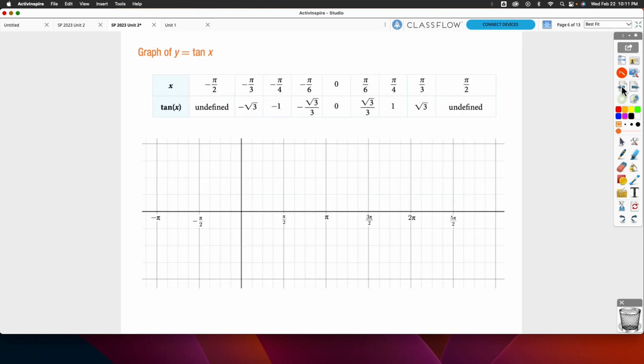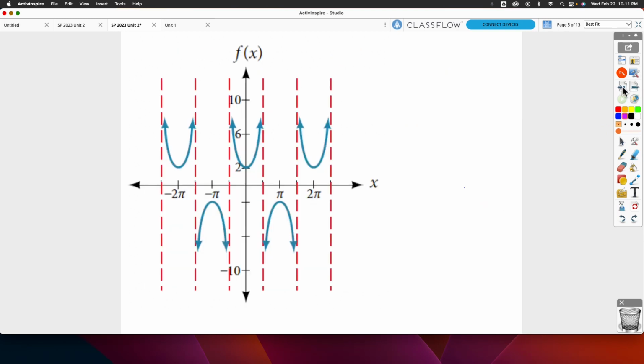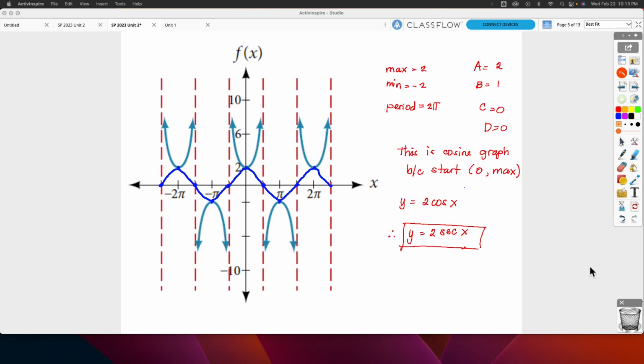Okay, try the following, and then come back here to check your answer. Okay, so check your answers. Your maximum value is 2. Minimum value is negative 2, which means that the amplitude is 2. There is no vertical shift. There is no phase shift. Your period is 2 pi.